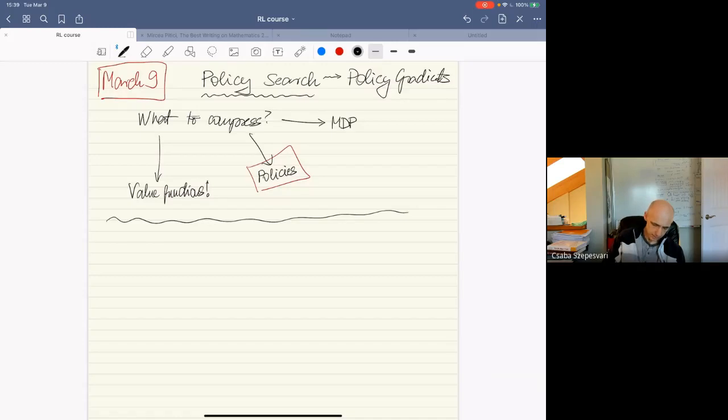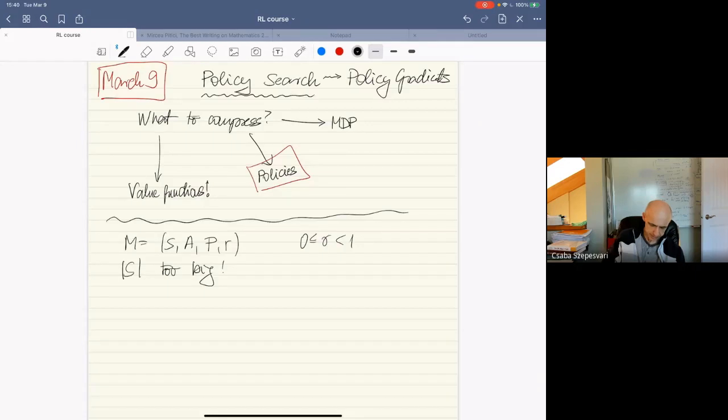So how can that work? Well, if you have an MDP and it's too large, the state space is too large, maybe it's discounted. At the end of the day, what you are interested in is a policy, right? So you might think, why don't we just compress policies?